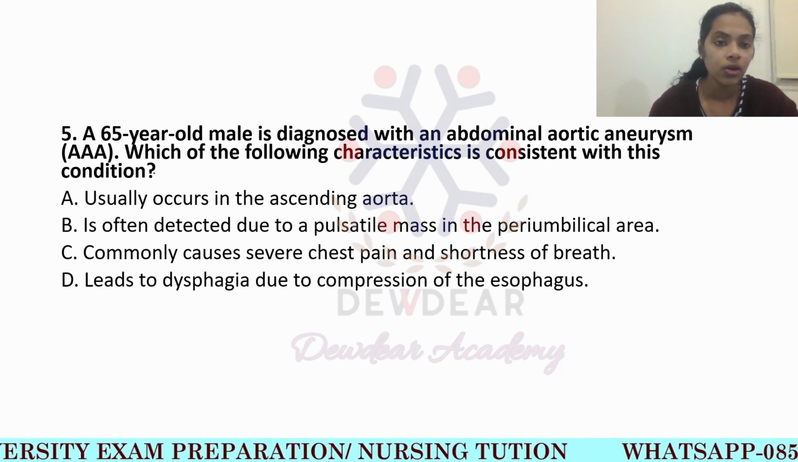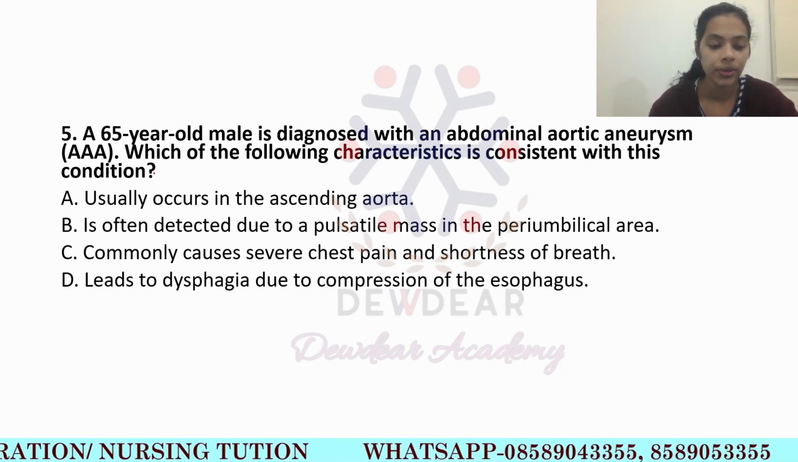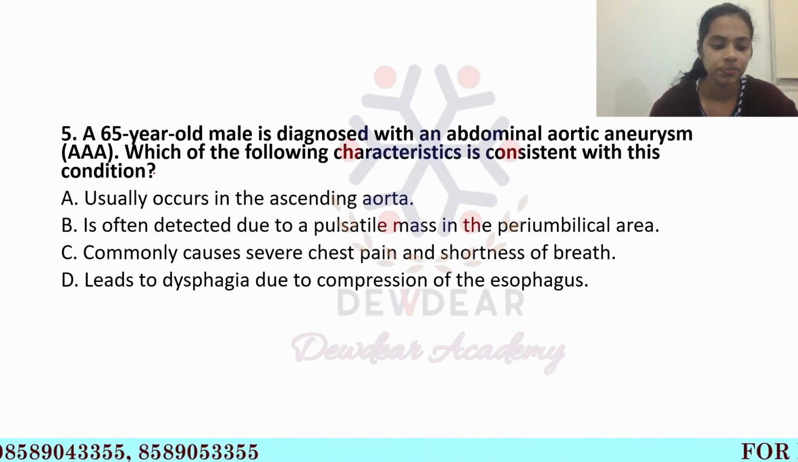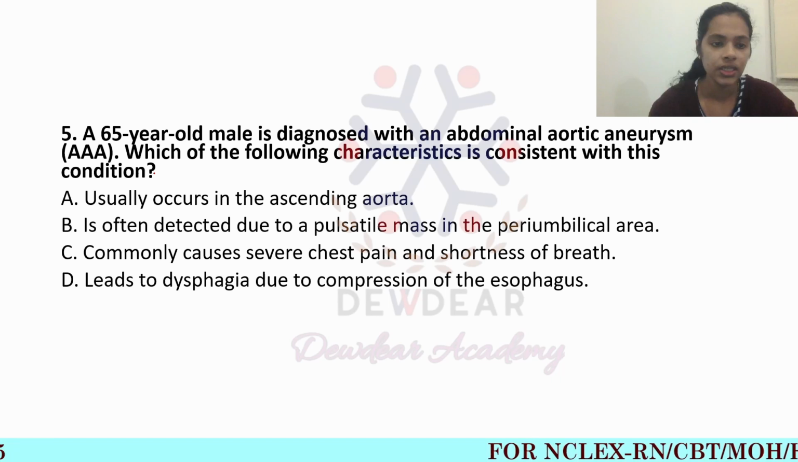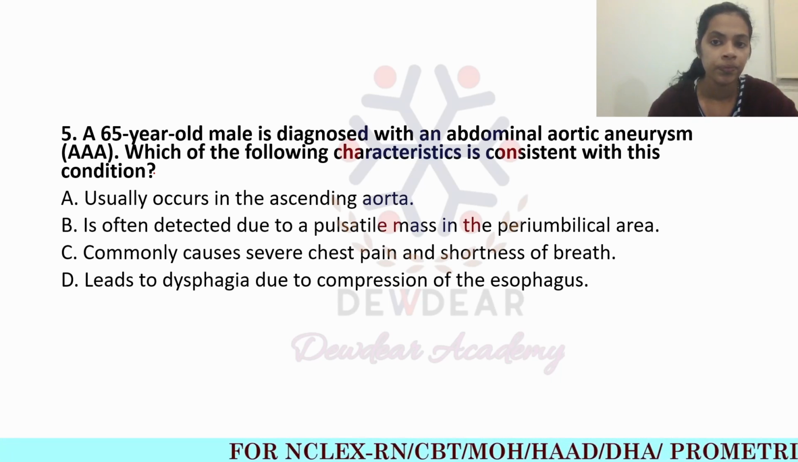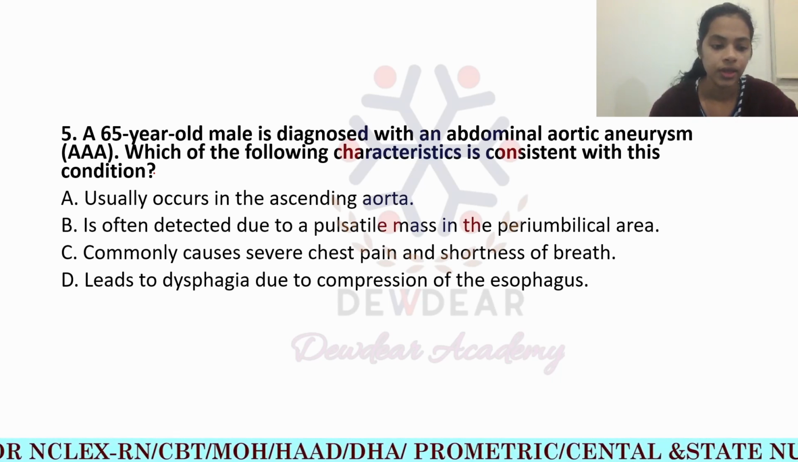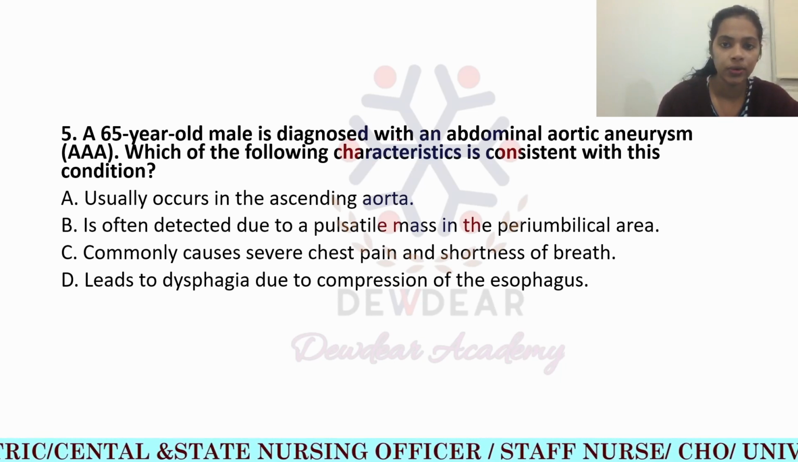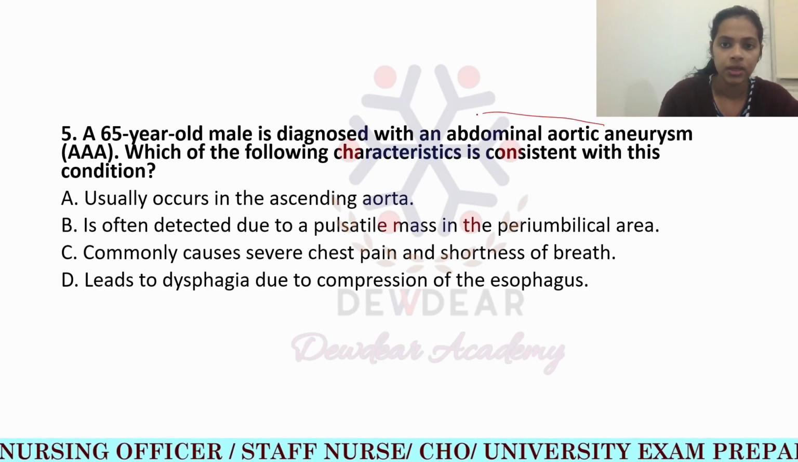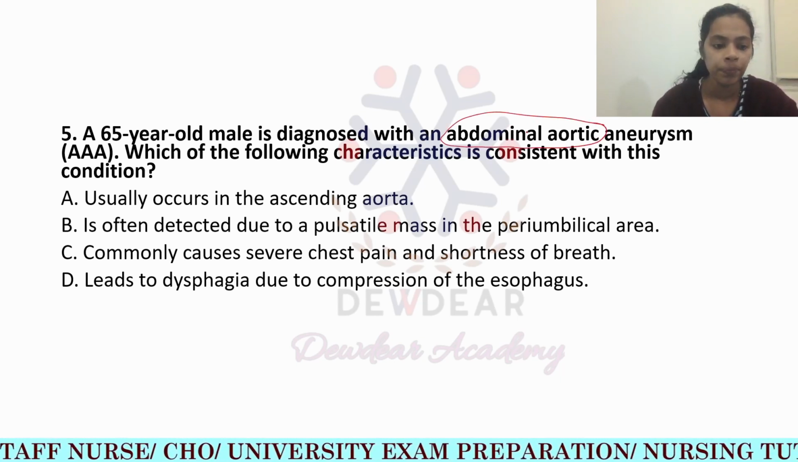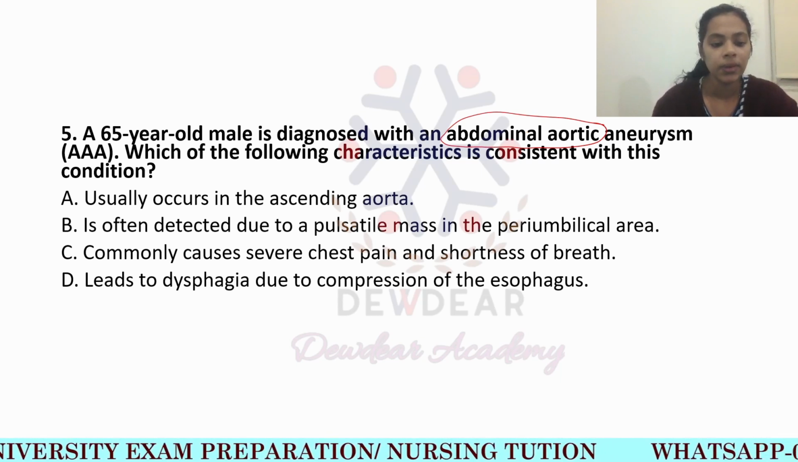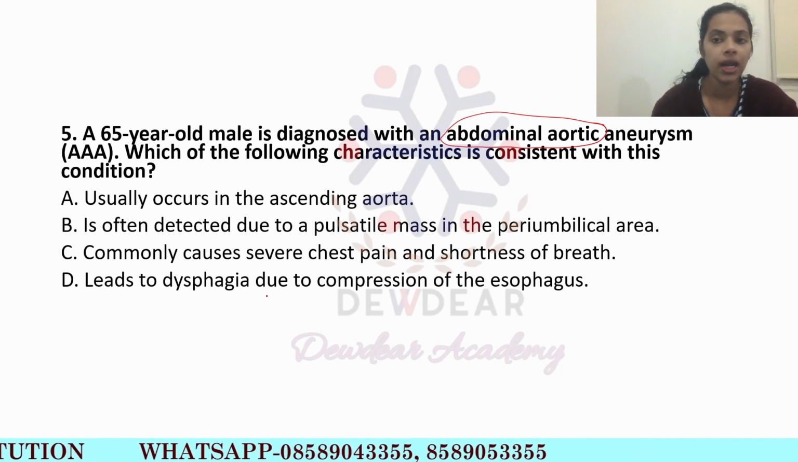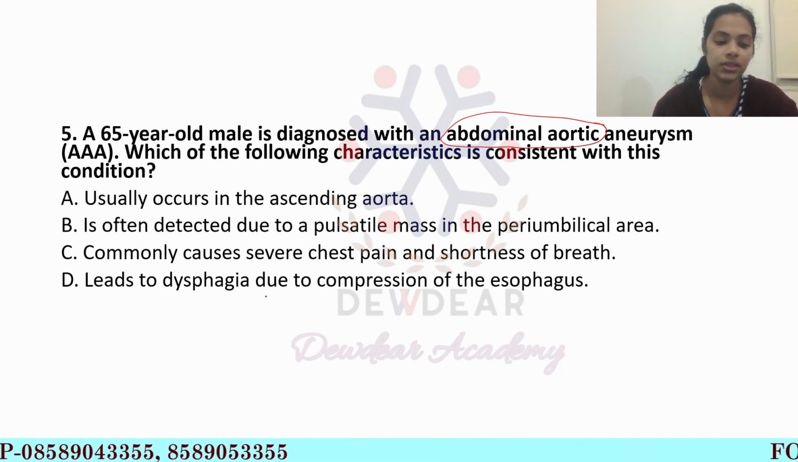So the 65-year-old male is diagnosed with abdominal aortic aneurysm. Which is the most important characteristic seen in this condition? The first option is usually occurs in the ascending aorta. That is incorrect, because abdominal aortic aneurysms mainly occur in the abdominal aorta, mainly below the level of the renal arteries. The abdominal aortic aneurysm is common below the level of the renal arteries.